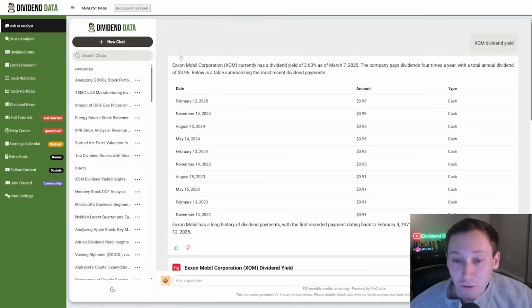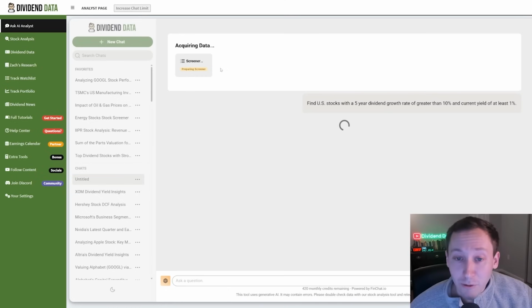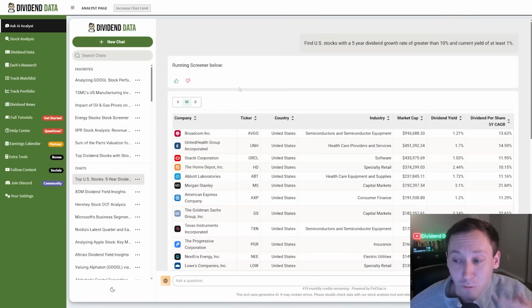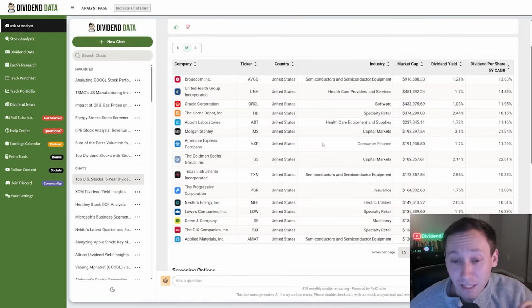If we go back to new chat, the final example I'm going to show you is for the stock screener. So one of the example prompts is find US stocks with a 5-year dividend growth rate of greater than 10% and current yield of at least 1%. Click that and you will see preparing screener. And then it will provide this list of companies that fit the exact criteria you gave it. This is incredibly useful for helping you find better investments.